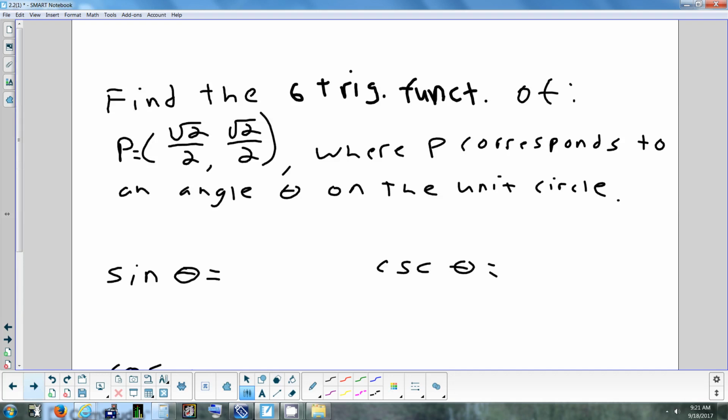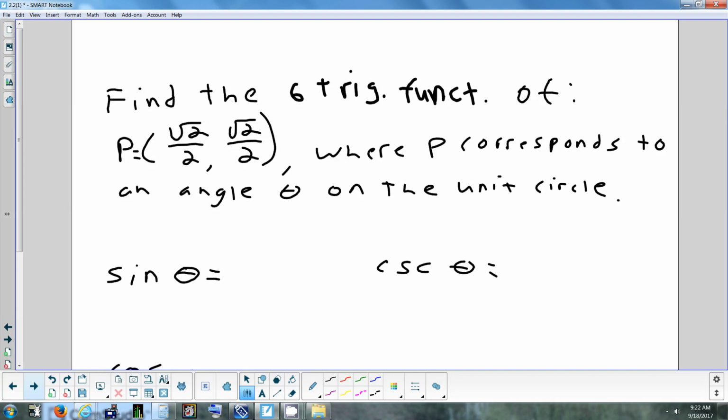So this one says, find the 6 trig functions of this point, root 2 over 2, comma, root 2 over 2. And again, that's a point on the unit circle, and it represents an angle. I'm not going to tell you, again, what the angle is, but does anybody have a guess what that angle is? It's the coordinate for something we talked about. Katie? 45 degrees. Yeah, that's the coordinate for 45 degrees. For today, you don't need to know how to get that. Tomorrow, you will. You're going to have to figure out how we get that.